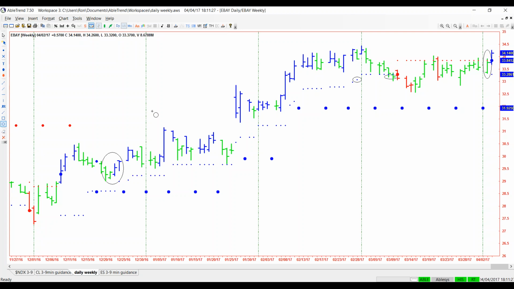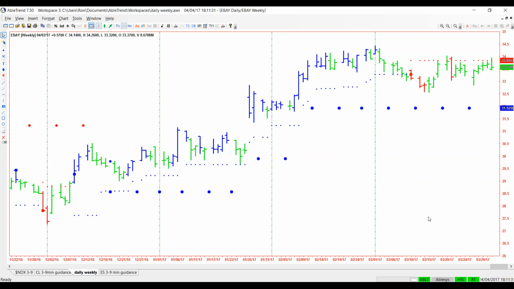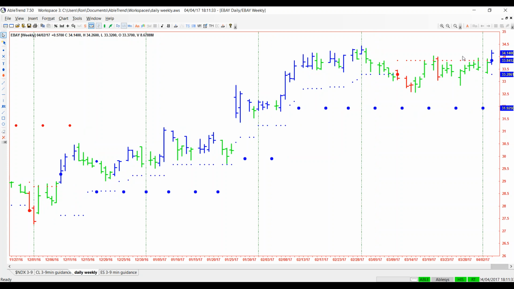So let's actually do that again. Well, you can see it right here. New blue bar with a blue dot. We had a new buy signal that came in today. So, to give you a little bit of an inside peek here for those who don't have the software yet, we've got a new buy signal on eBay today.